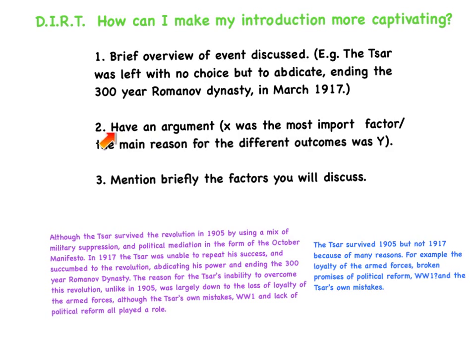Make sure you have an argument. So, for example, if it's asking you what the most important reason was, so, for example, was the Russo-Japanese War the main cause of the 1905 revolution, then you're going to say X was the most important factor, or the main reason for the different outcomes in 1917 and 1905 was Y, whatever it happens to be.